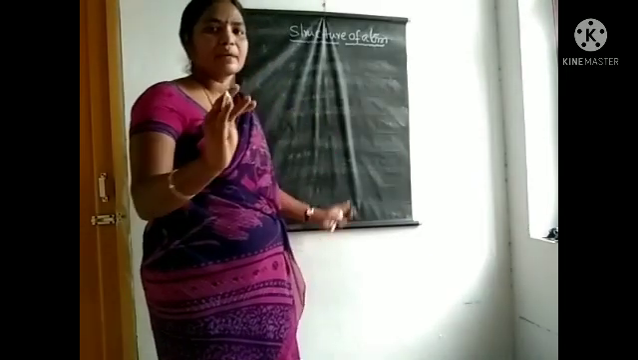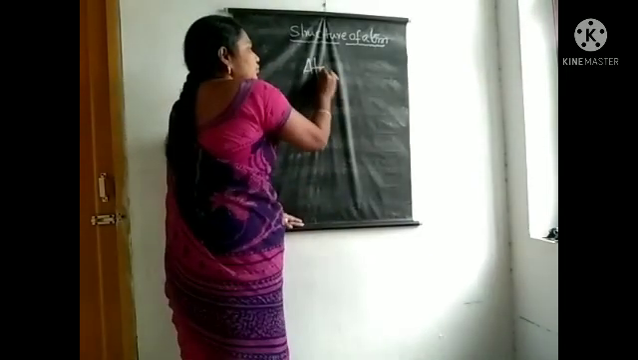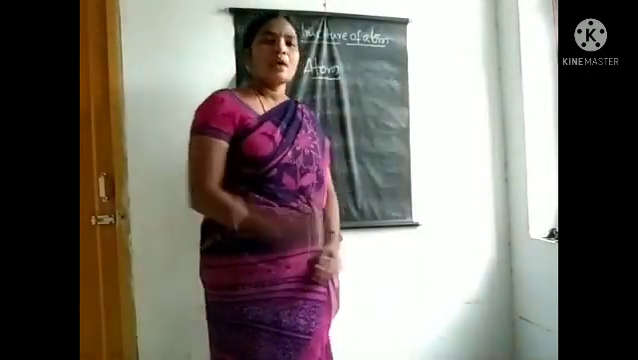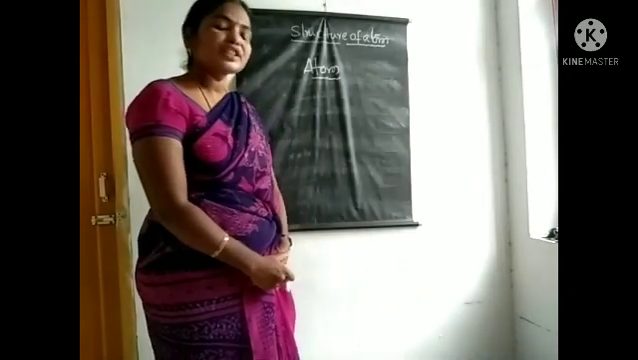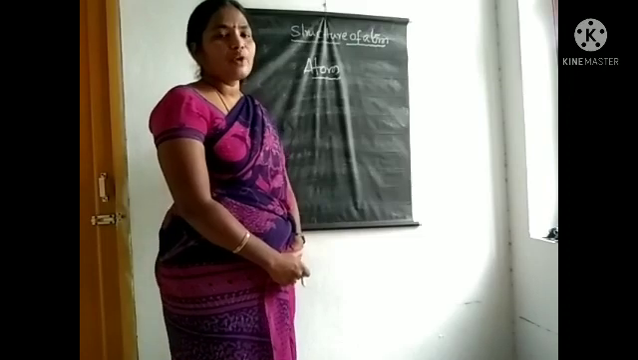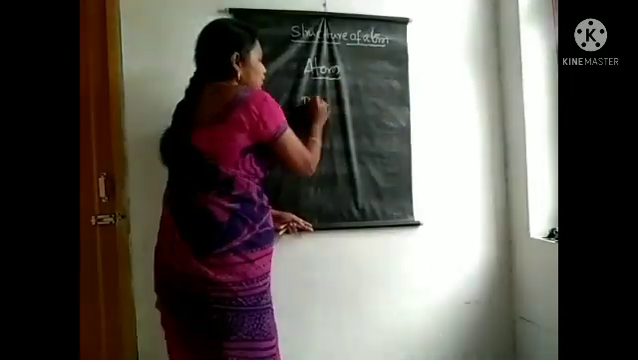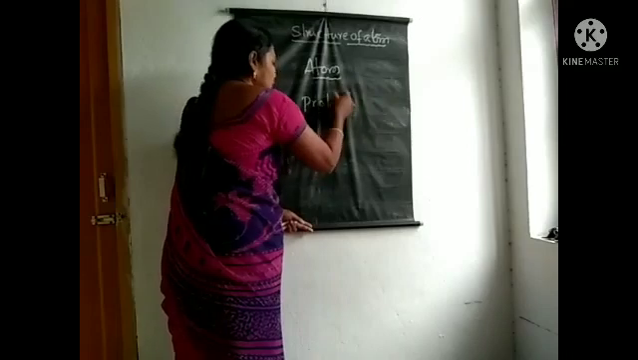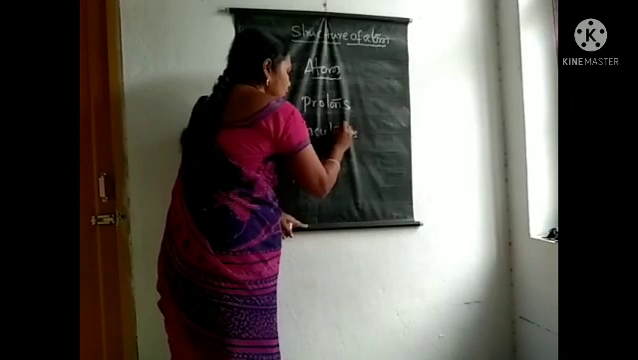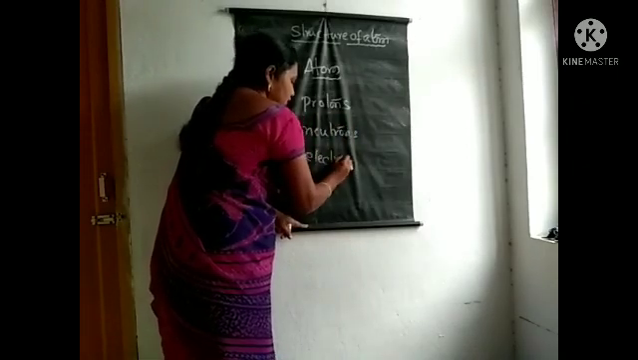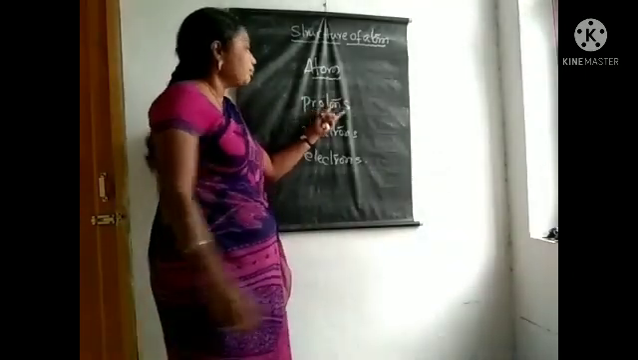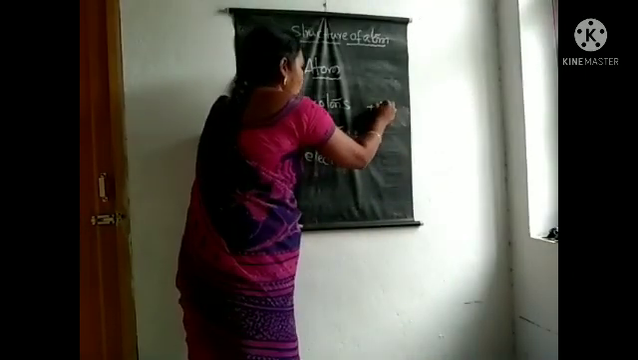First of all, what is meant by atom? Atom is the smallest particle, and it is a bulky particle. Atom consists of protons, neutrons, and electrons.